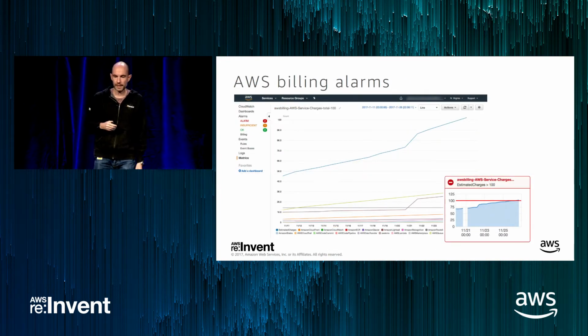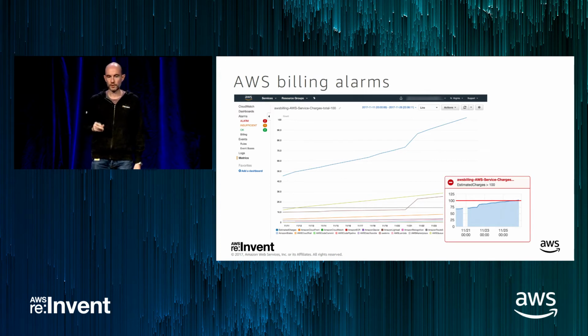The other thing is that I would highly encourage you to set up your AWS billing alarms. This will give you an early warning if your AWS bill is reaching some predefined level, so that you get more visibility out of your AWS usage.